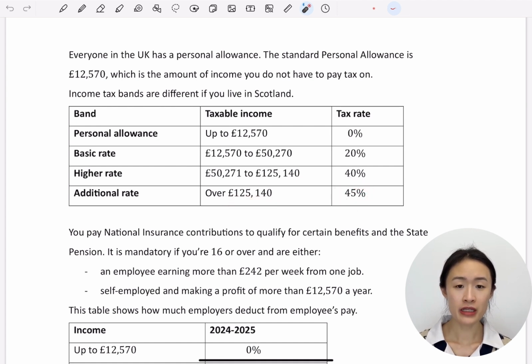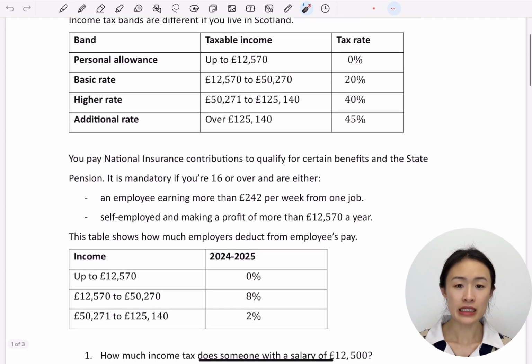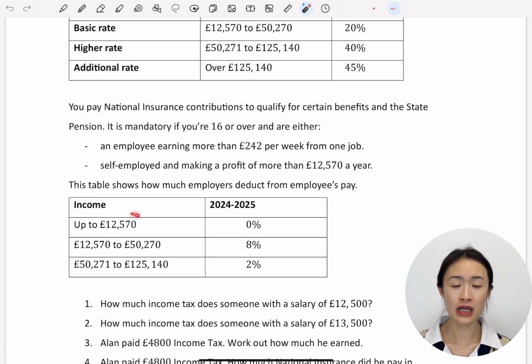On top of income tax, we will need to pay national insurance as well. Similarly, if your income is below 12,570, then you don't pay any national insurance. However, the next 37,700, you will need to pay 8%. Anything above that, you will need to pay an additional 2%.